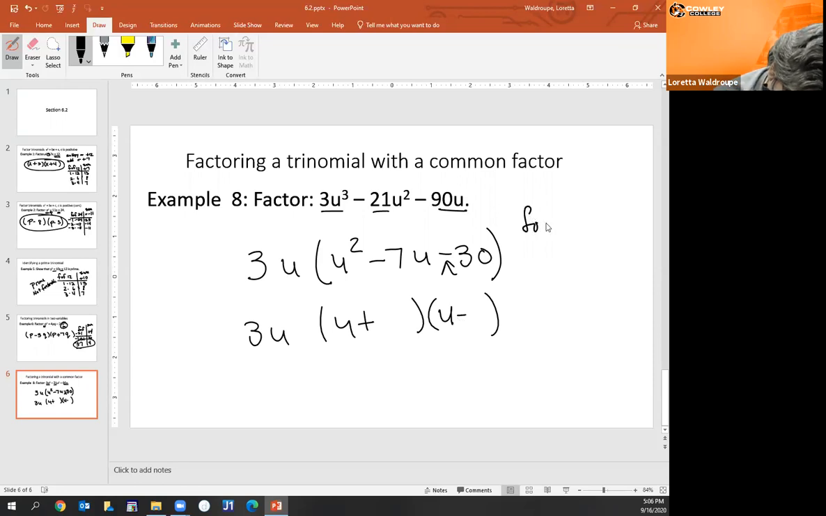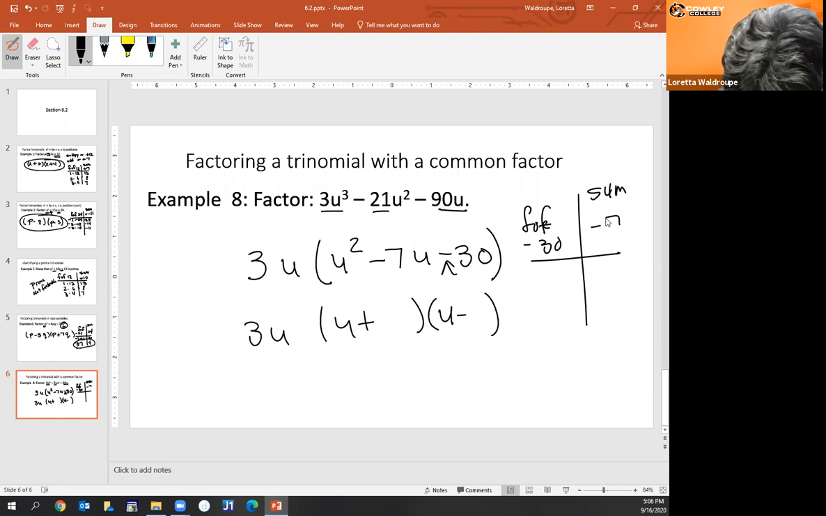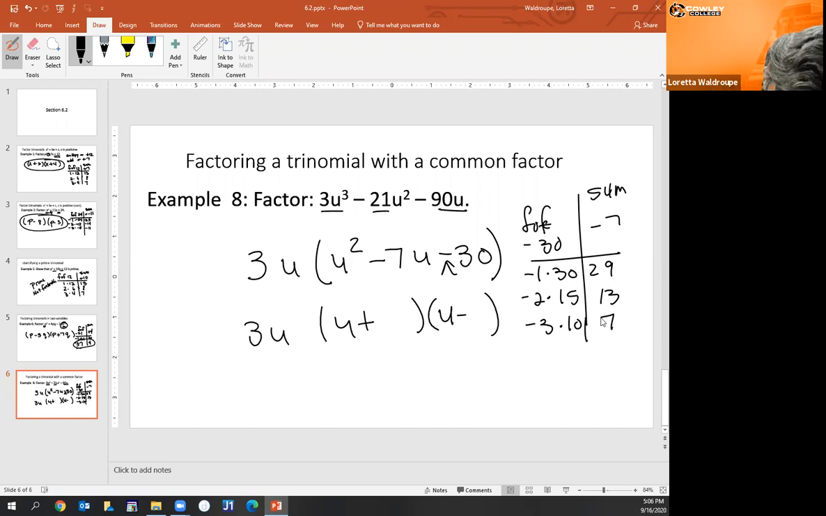So I want the factors of negative 30 whose sum is negative 7. Okay, negative 1 times 30 is 29. Negative 2 times 15 is 13. Negative 3 times 10 is 7. Now, we've got the right number, but we've got the wrong sign. So if you find that, and you know you're doing one positive and one negative, you want to switch the signs. So I want a negative 10 and a positive 3.